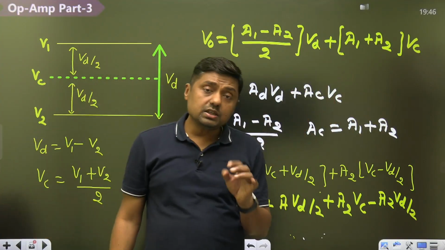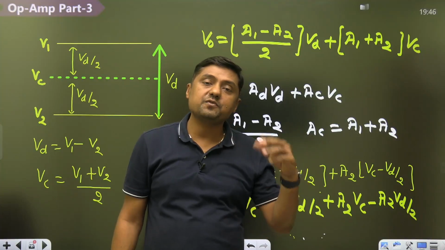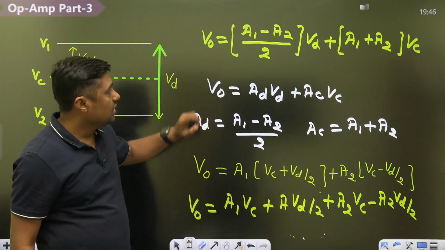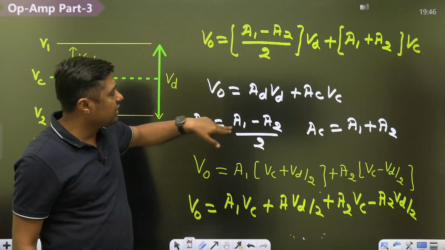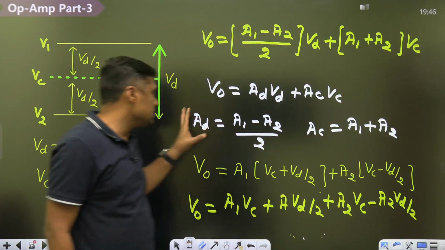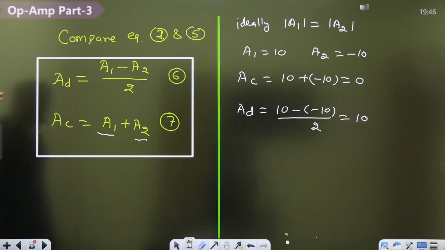So this was the question in GATE 2024. Find the AD, find the AC, find the CMRR in dB. So this is the AD, that is the AC. So in terms of A1 and A2, you will get AD as A1 minus A2 by 2, AC as A1 plus A2, right? Now this is the standard formula.